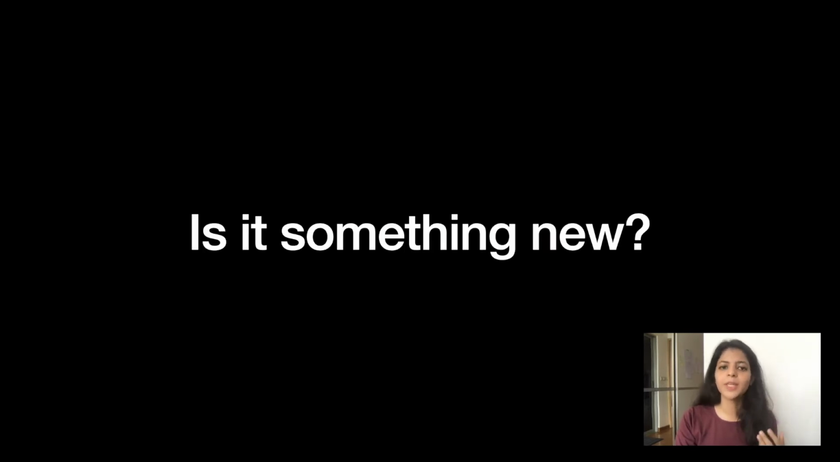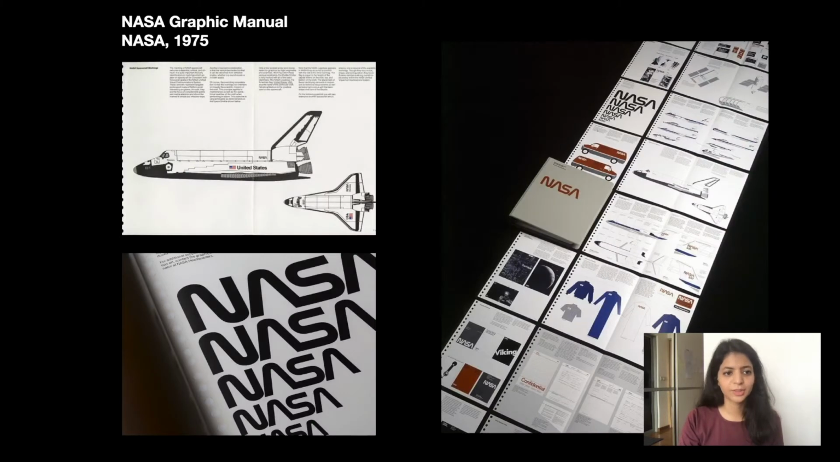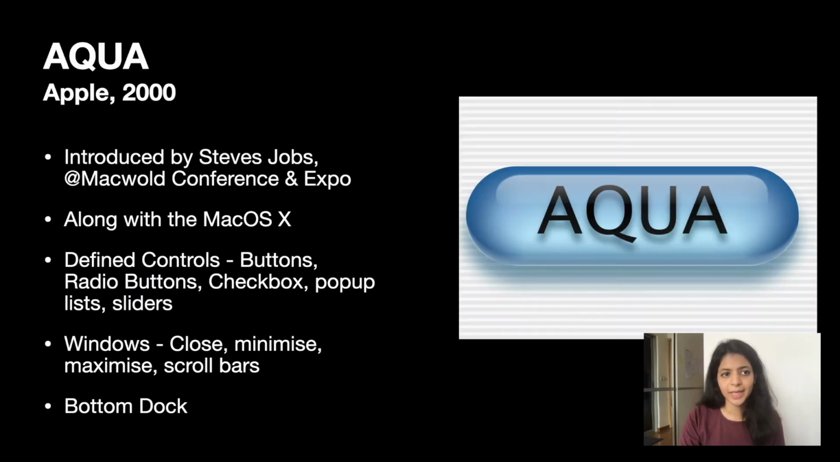So is this something new? No. If you look back to 1975, NASA defined a NASA graphics manual in which they documented everything from color coding to iconography to the components and structure of their spaceship. Next, in 2000, Apple introduced Aqua.